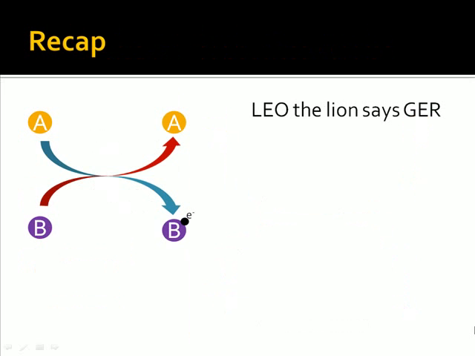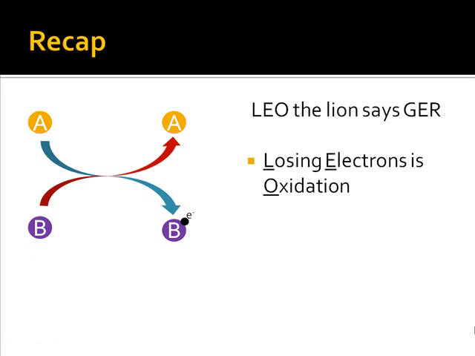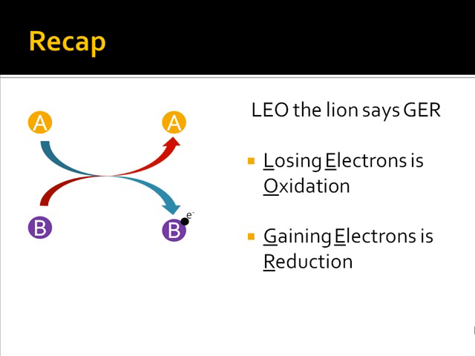Another way that we can remember here what's going on is this little statement, Leo the lion says grr. Right? Imagine that you just read your favorite children's book and it's about a lion named Leo and he's growling at everybody all the time. Well, Leo references the fact that losing electrons is oxidation, L-E-O. The grr part tells us that gaining electrons is reduction. So we've got Leo, we have grr. So if you can remember that, you can remember what it means to be oxidized. You can remember what it means to be reduced.